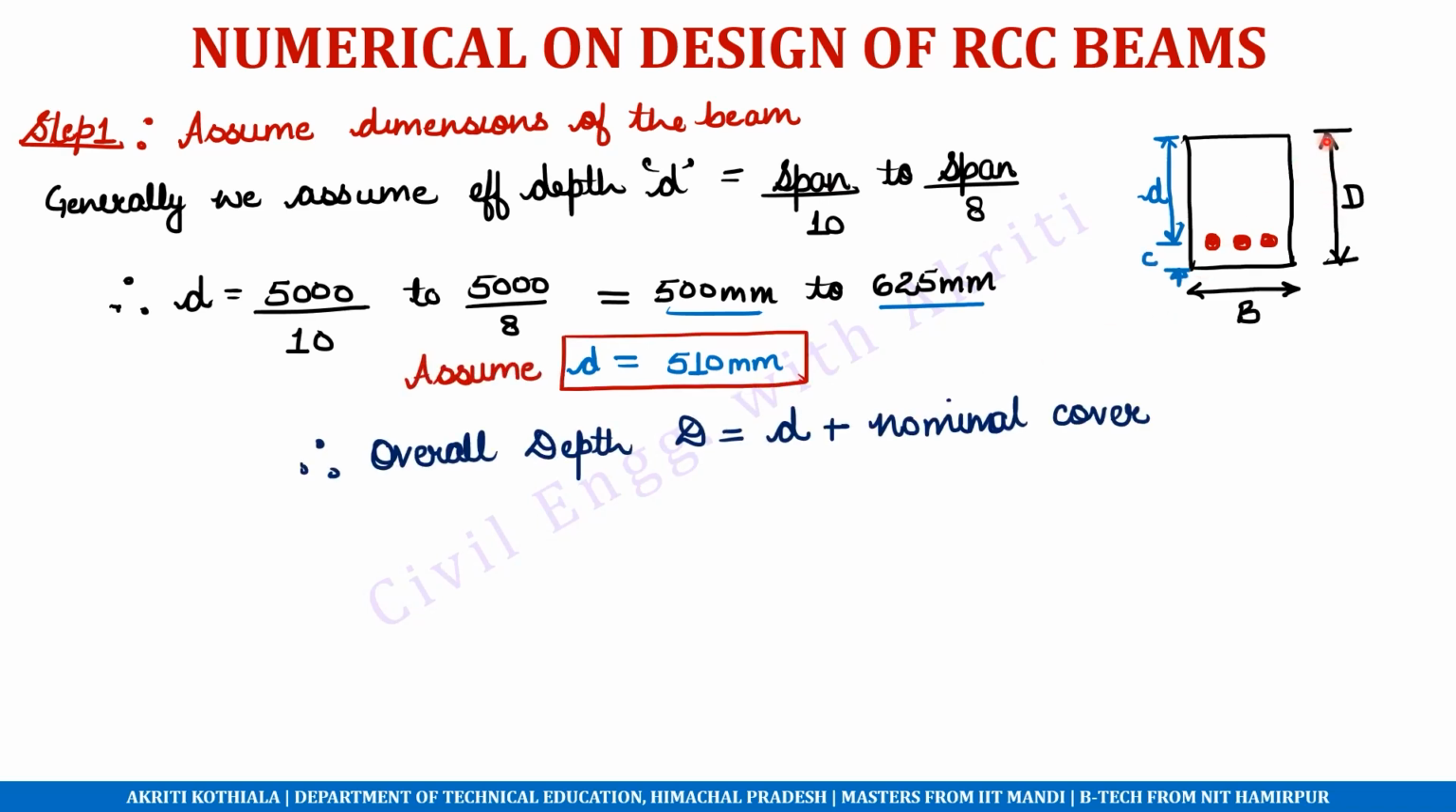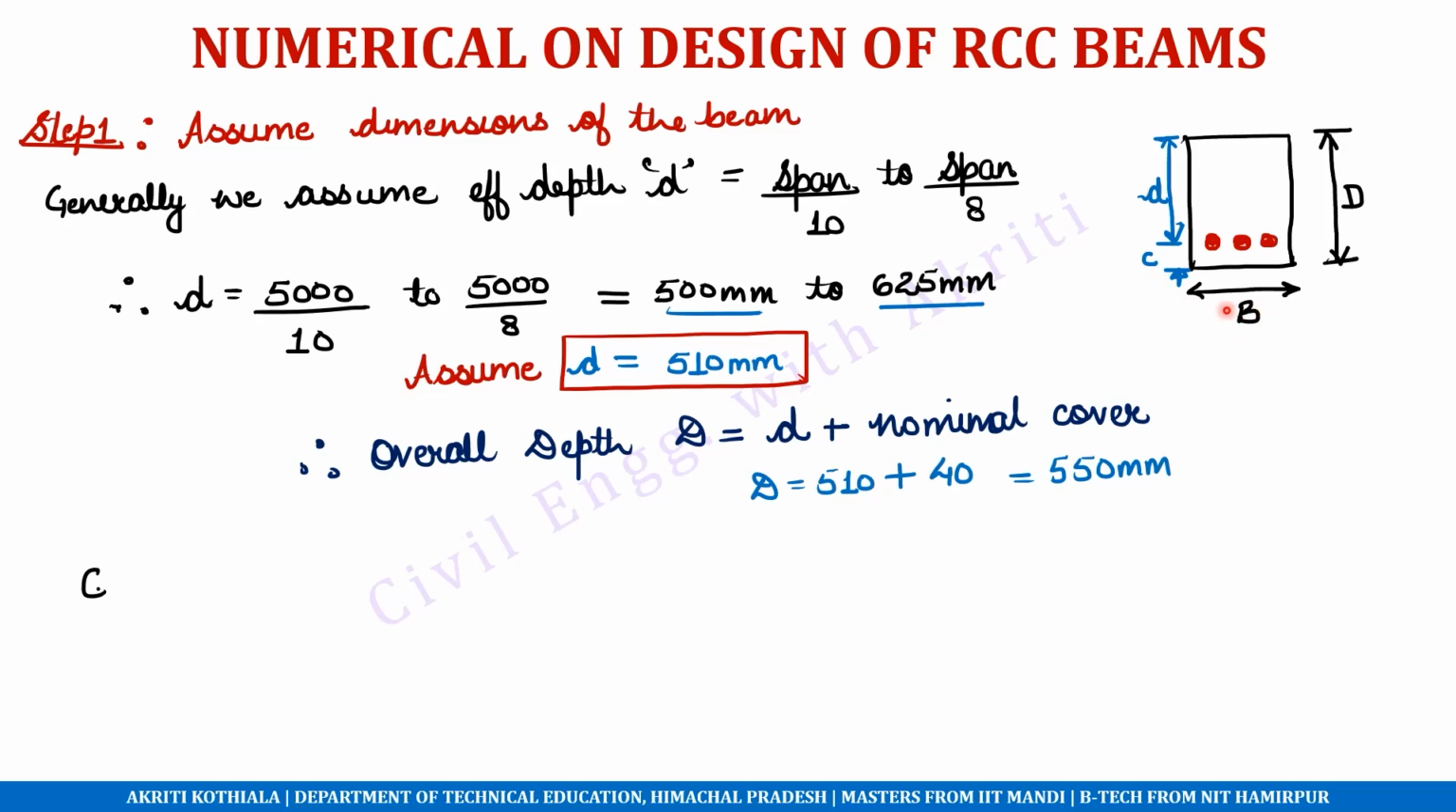Now by this, the overall depth will be equal to the effective depth plus the nominal cover. If you remember, we assumed in the previous part that the conditions are mild and our nominal cover should be greater than 20 mm. So we are assuming this nominal cover to be equal to 40 mm. So D, capital D, calculates to be equal to 510 mm plus 40 mm, which is equal to 550 mm.